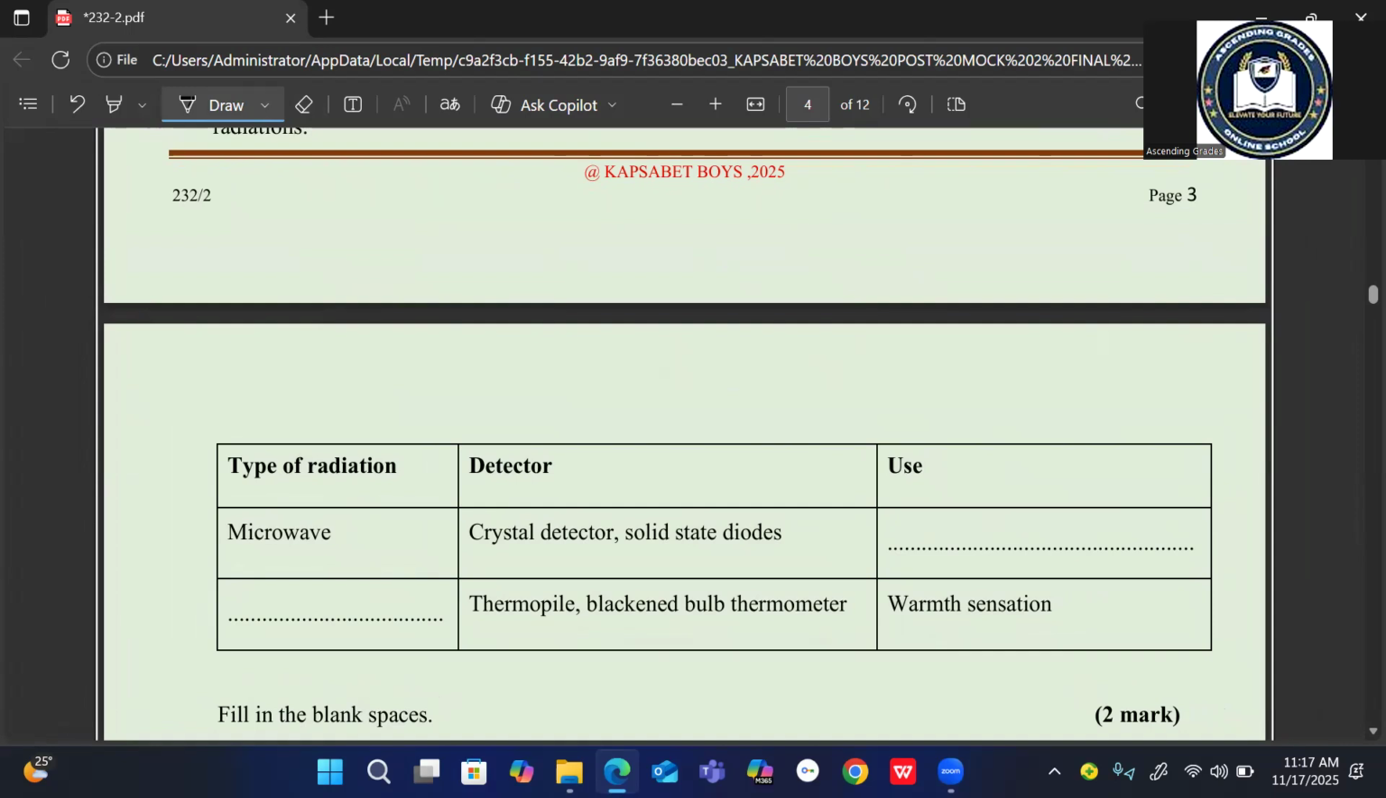So now we have the microwave. It can be detected by use of a crystal detector, solid state diodes. Then you are told, give one use of the microwave. It is used in radar. It can also be used in remote sensing. It can also be used in wireless networks.